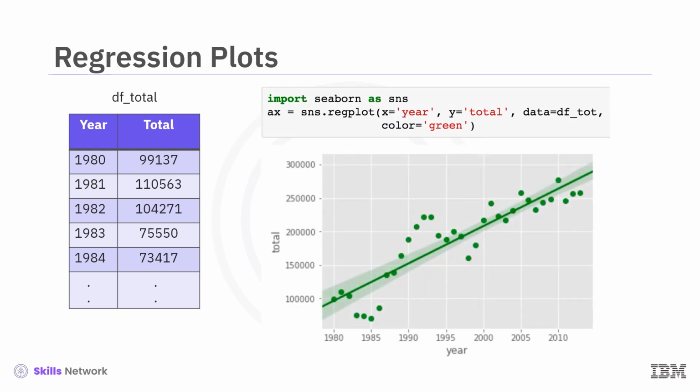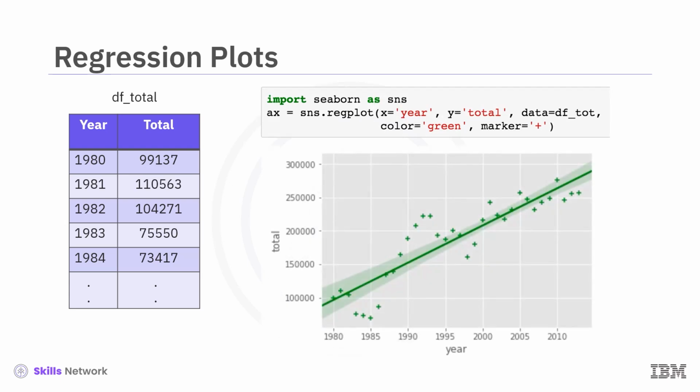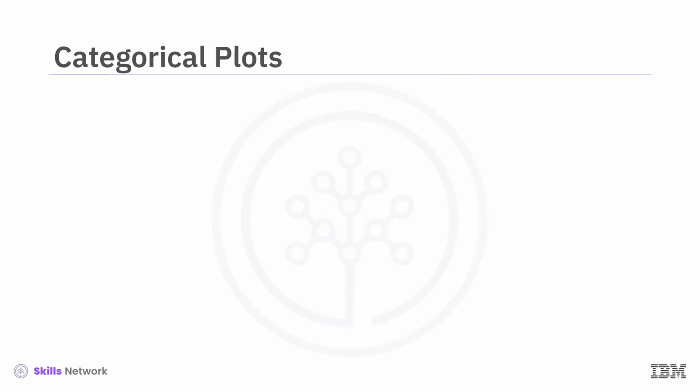Seaborn's regplot function also accepts additional parameters for any personal customization. So, you can change the color, for example, using the color parameter. Let's go ahead and change the color to green. Also, you can change the marker shape as well, using the marker parameter. Let's go ahead and change the shape of our markers to a plus marker instead of the default circular marker.